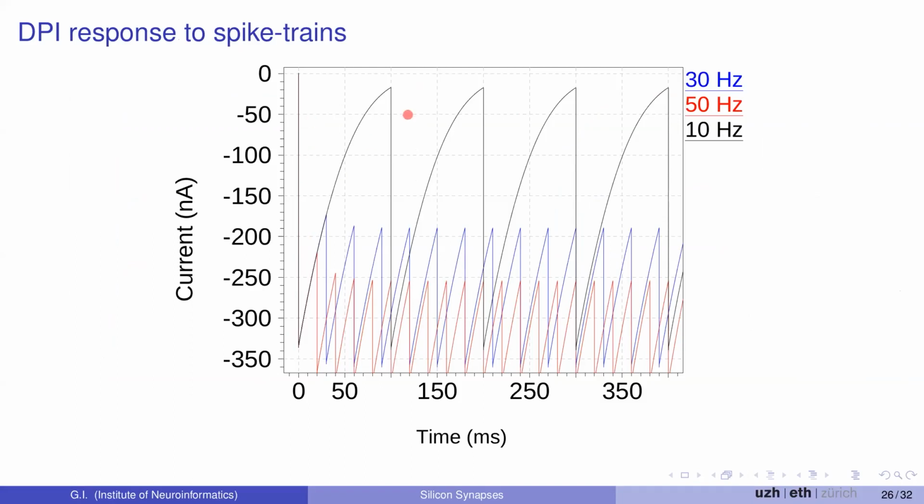So it's really jumping up and down. And if you calculate the mean, sort of the area under this curve, it will be around -150. This is with 10 hertz. So you give one spike, 10 spikes per second.